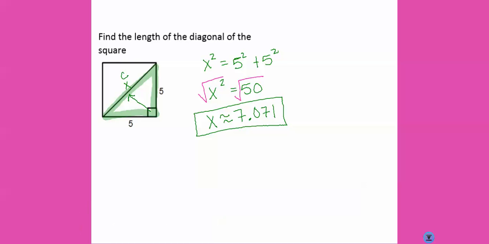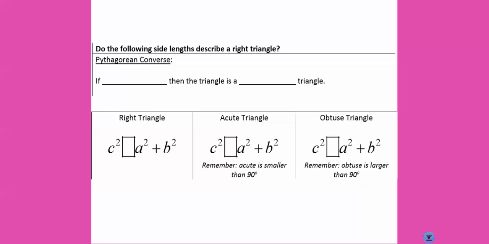So that's if we know it's a triangle. Sometimes we're going to be given the sides of a triangle and try to figure out if it's a right, acute, or obtuse. So, if c squared equals a squared plus b squared, then the triangle is a right triangle. So if they're equal, it's a right triangle.